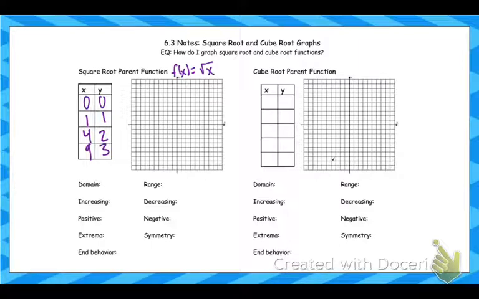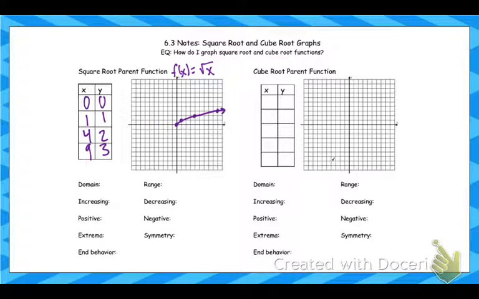Values I could not pick would be any negative numbers, because I don't know the square root of a negative number. So we'll go ahead and plot those points, and you guys can see the shape of the square root parent function. All right, and there's my square root graph.